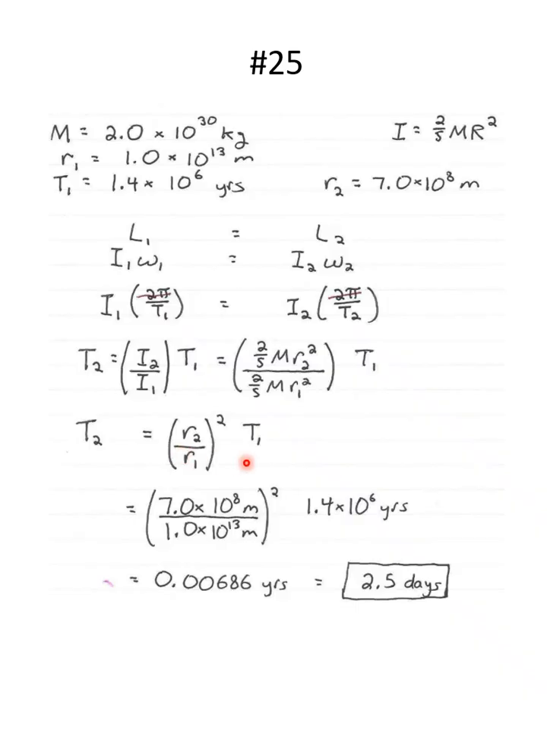R1 squared times T1. And then we can plug in those radii, 7 times 10 to the 8th in the numerator, 1 times 10 to the 13th in the denominator, and then we're going to square it and multiply by 1.4 million years. And when you take that very small fraction and then square it for an even smaller fraction, that 1.4 million years gets reduced to 0.00686 years, which is about 2.5 days.